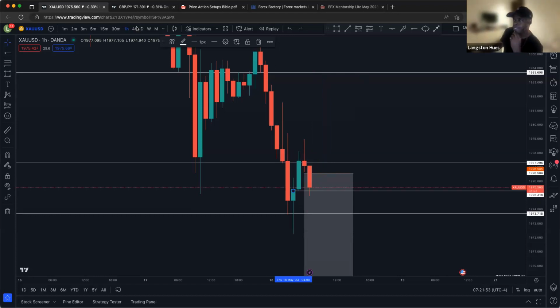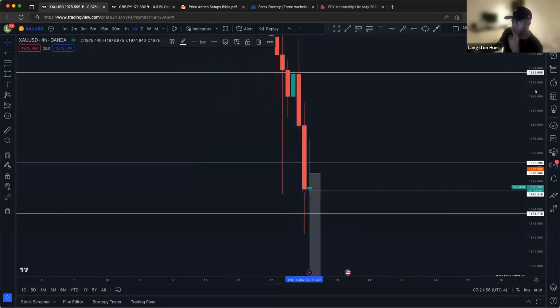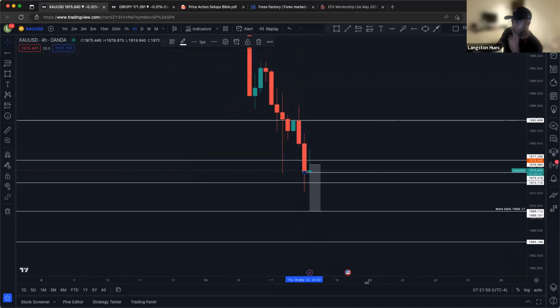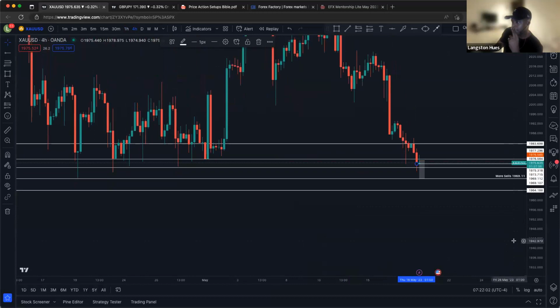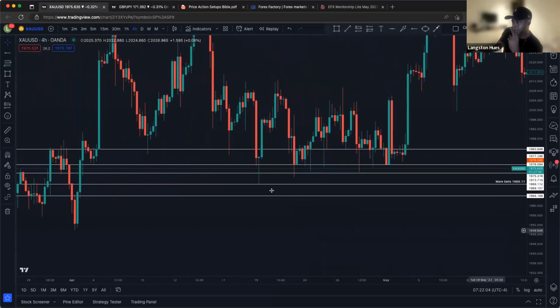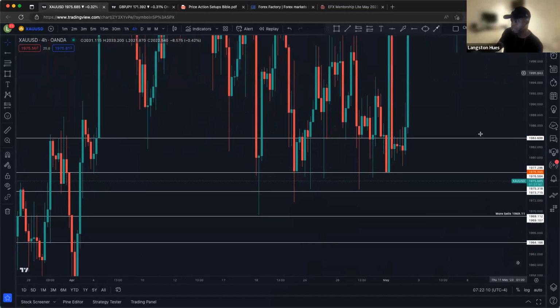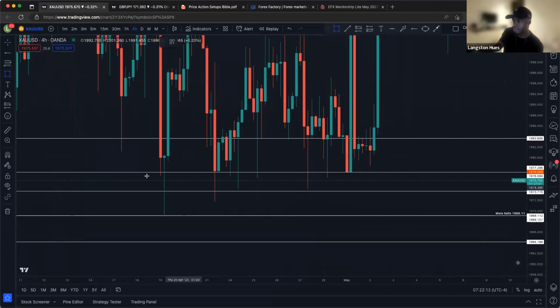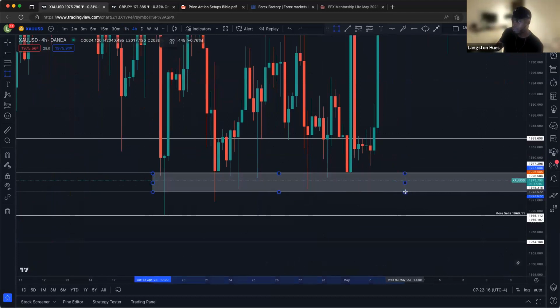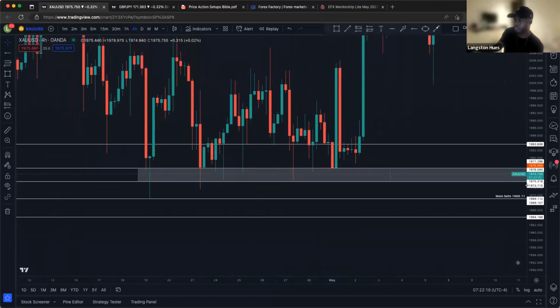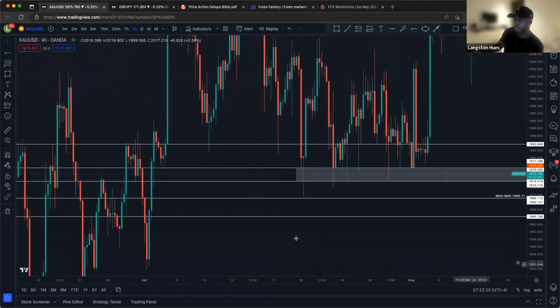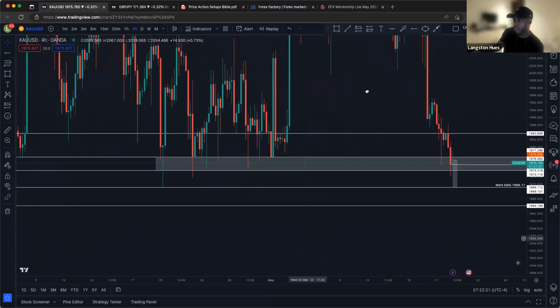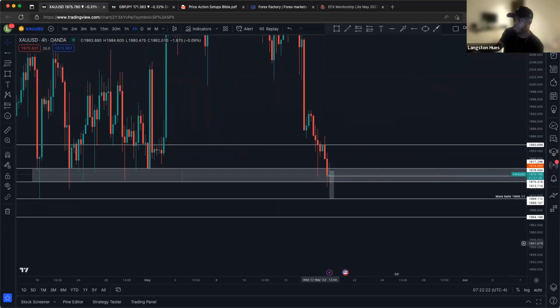Because the reason I say is because this level is a strong level, it appears. If we look at price in the past, right? Look at this. This level appears to be a strong rejection level. So what's to stop price from doing what it did in the past right here as well?